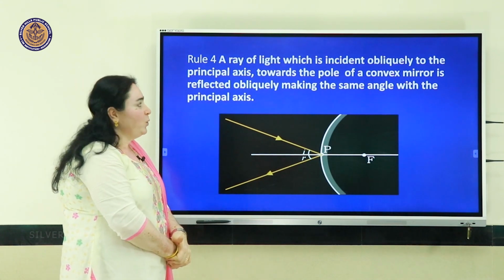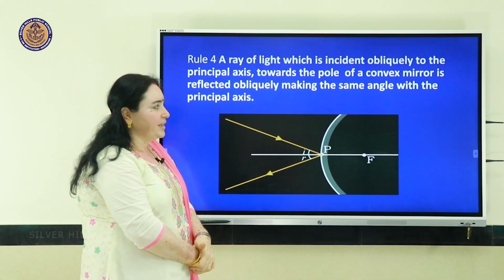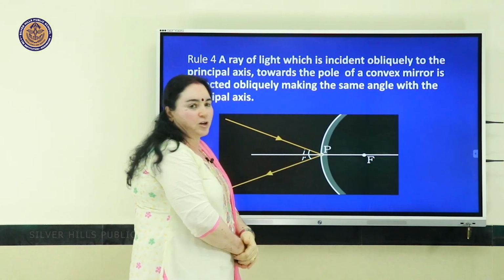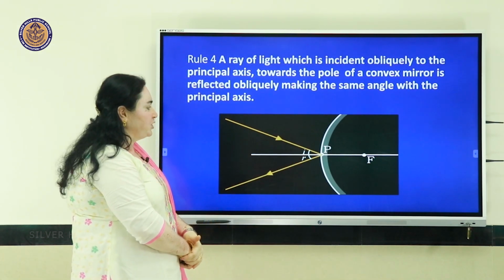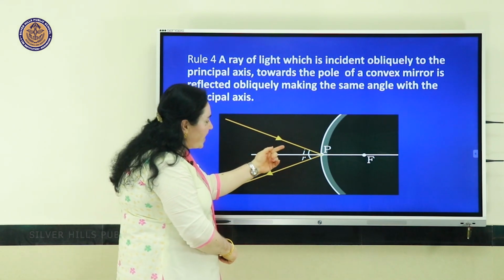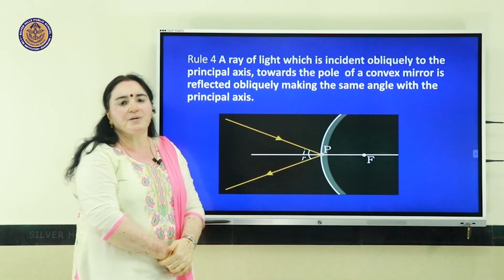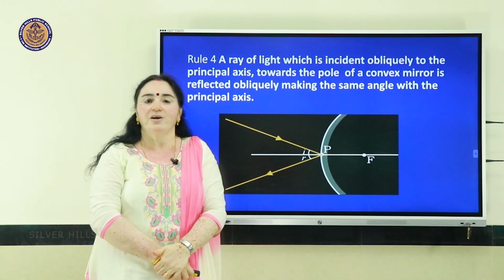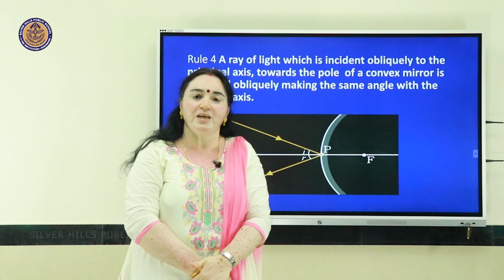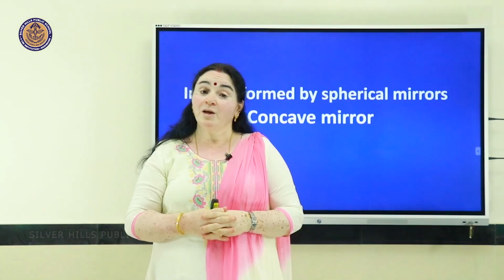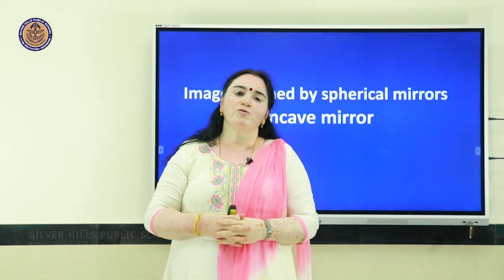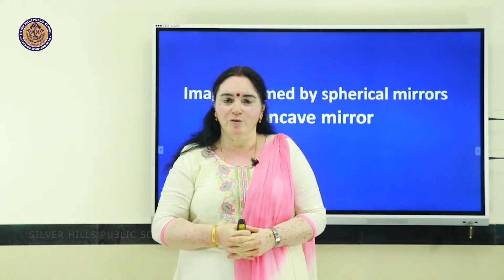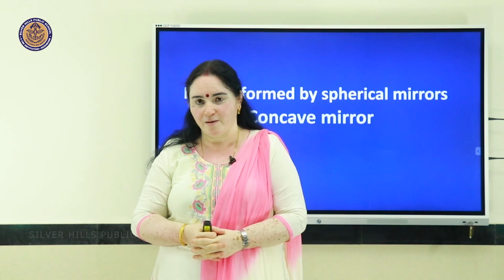A ray of light which is incident obliquely to the principal axis and is moving towards the pole of a convex mirror, after reflection makes the same angle with the principal axis. So these are the 4 rules that are required for image formation in a convex mirror. Knowing the rules governing the image formation for spherical mirrors, we can draw all the 8 diagrams for the concave and the convex mirrors put together.